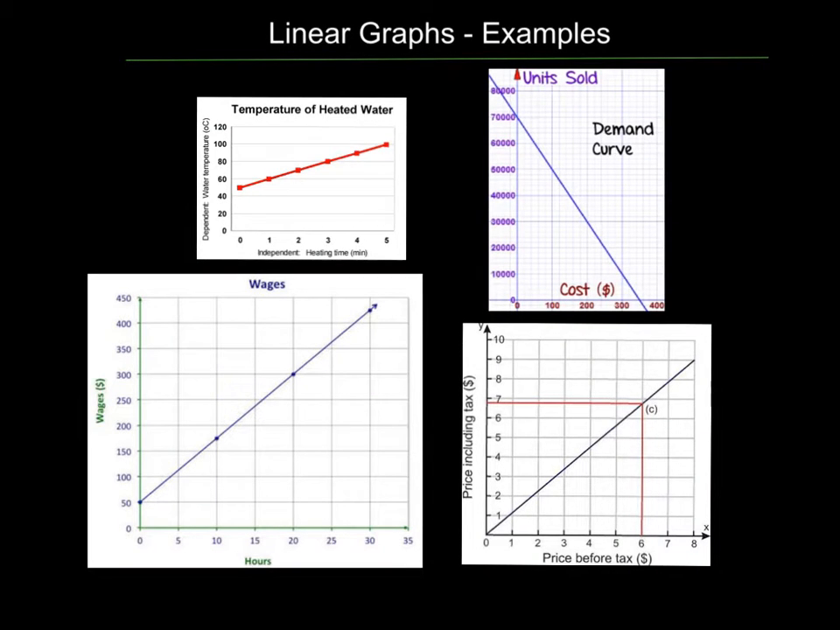There are a lot of real-world examples of linear graphs. Let's have a look at a few. In this first example up here, the temperature of the heated water depends on how long you heat it for in a linear fashion. It's a linear graph. In this example here, the more you price your item, the less people buy it. In this example here, the more hours you work, the more wages you get. And in this example, the price before tax and the price including tax are related by a linear graph.